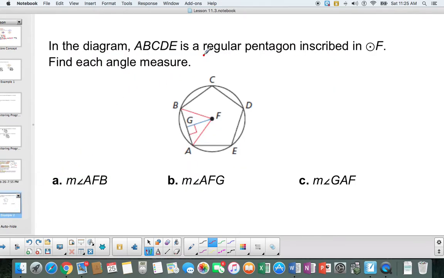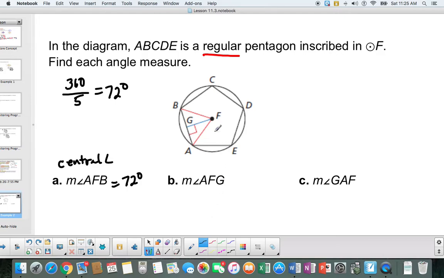We can see we have a regular pentagon. So the first thing I'm going to do is find the central angle. I'm going to take 360 and divide it by 5, since there's 1, 2, 3, 4, 5 sides. There's a central angle for every one of the sides, and that answer will be 72 degrees. So this is the central angle, which is AFB, and that's 72 degrees.